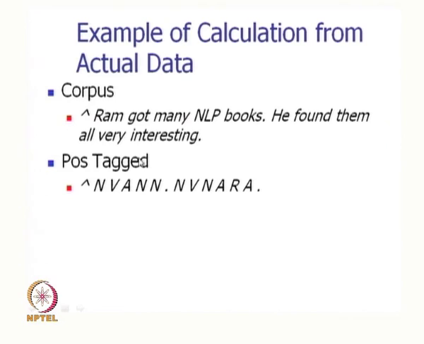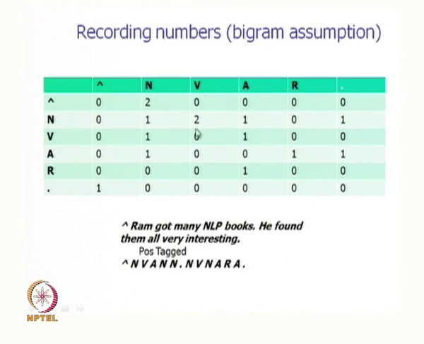So, we look at the corpus. Noun preceded by verb is here, found them. Noun preceded by adjective, also there is an example, many NLP books. So, many NLP, and therefore this is recorded in the table. How many times is verb preceded by hat? 0, we have already remarked. Verb preceded by noun 2 times from the corpus, rest of them are 0.